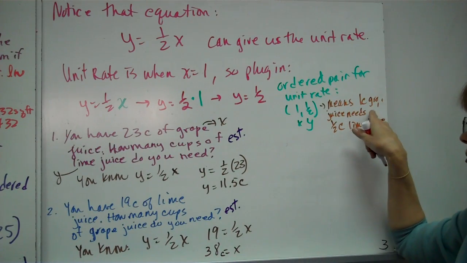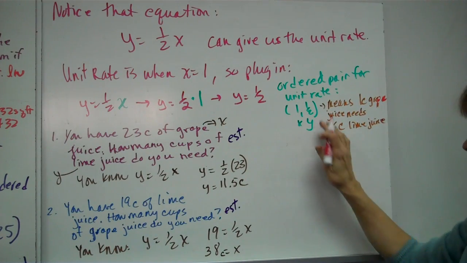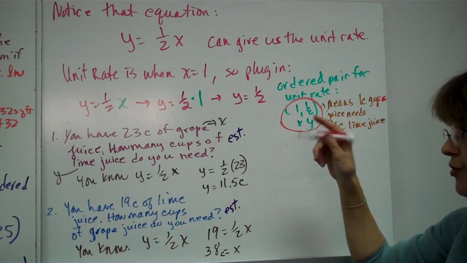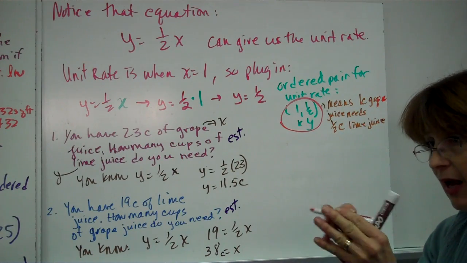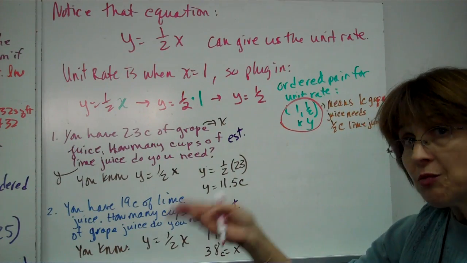Remember now, the x meant the grape juice, so for 1 cup of grape juice, you need 1/2 cup of lime juice. That's what that represents. 1 cup of grape juice, I need 1/2 cup of lime juice. And if I have that as my unit rate, I can get any other amounts that I want to, based on that. Okay, so this is what we're going to try now.